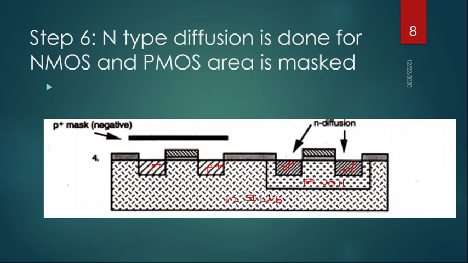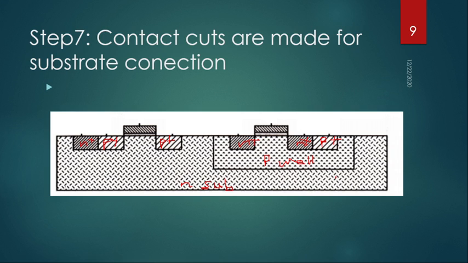In the next step, N-type diffusion is done. While N-type diffusion is being done for the NMOS transistor, the PMOS region is masked so that no impurities will fall upon it. They all keep on falling upon the NMOS region. And later on, contact cuts are made for substrate connection.